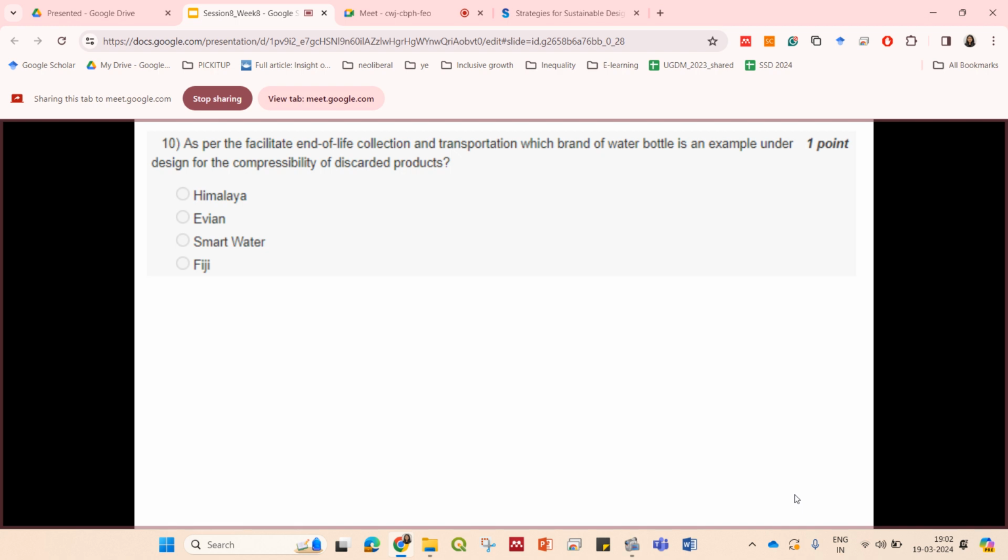which brand of water bottle is an example under design for the compressibility of discarded products? So this question is basically talking about product design for water bottles, and the factor of compressibility. It is asking which company among the options has focused on compressibility to better facilitate the end of life collection and transportation of the bottles after the bottle is discarded. Himalaya, Evian, Smart Water, and Fiji are the four options.